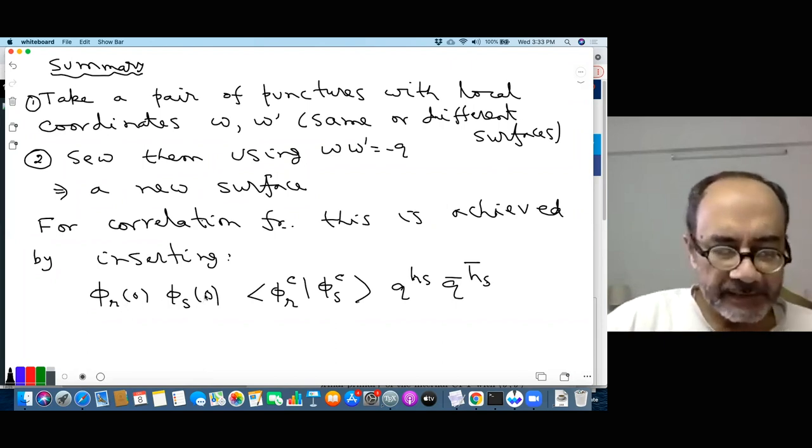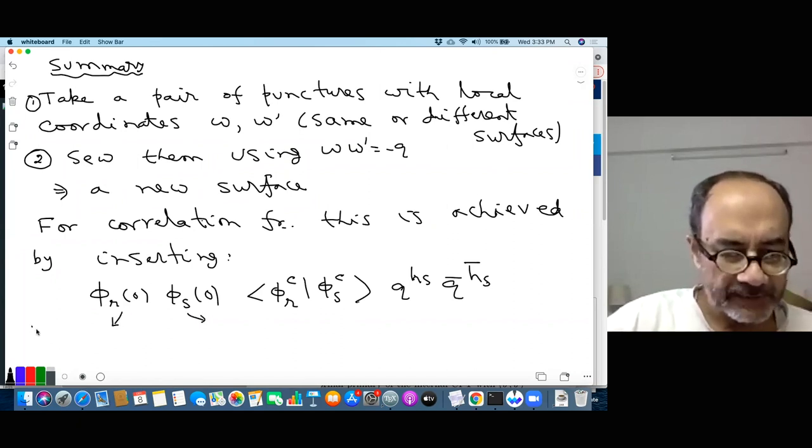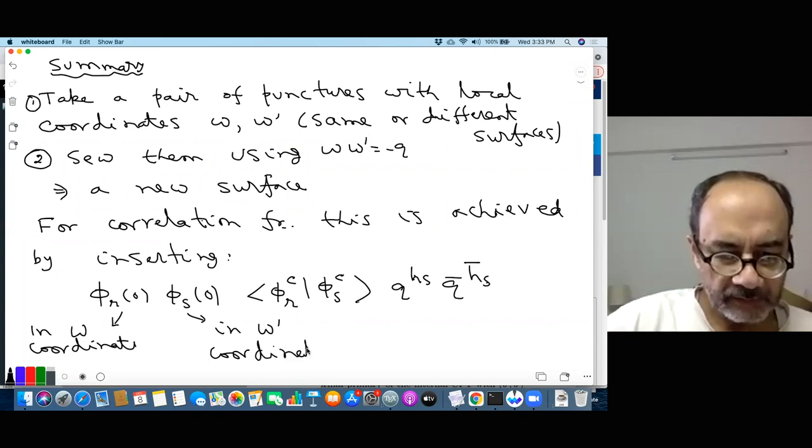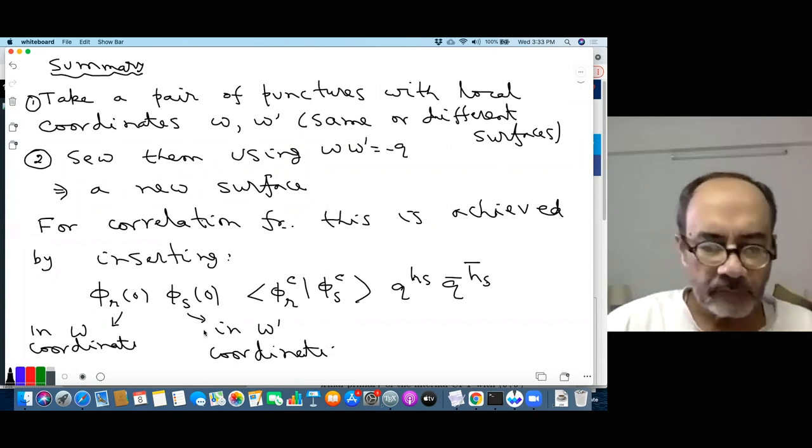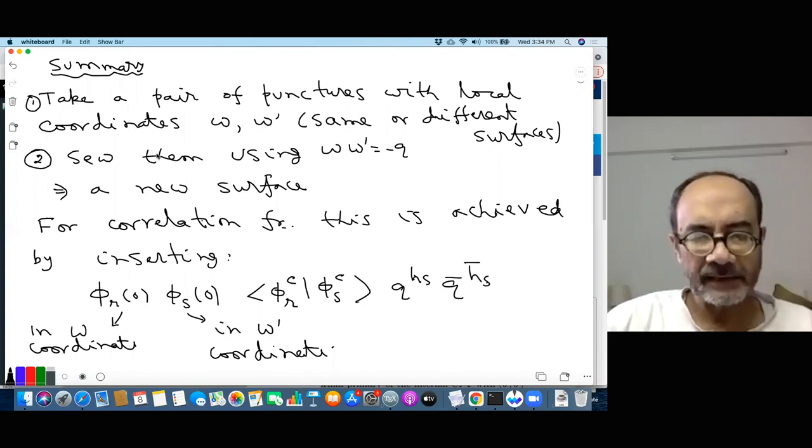And even though I have written both as 0, these are inserted using the corresponding local coordinate system. So this is in w coordinates, and this is in w prime coordinates. So they are not really at the same position. It's just that in the w coordinate, it's at w equal to 0, and in the w prime coordinate, it's at w prime equal to 0. So this relates the correlation function on the new Riemann surface to the correlation function on the original Riemann surfaces.